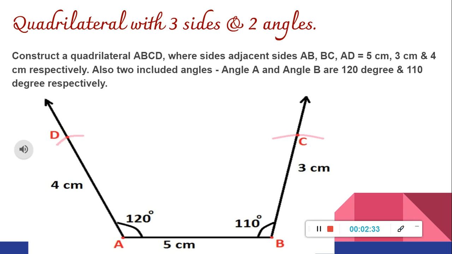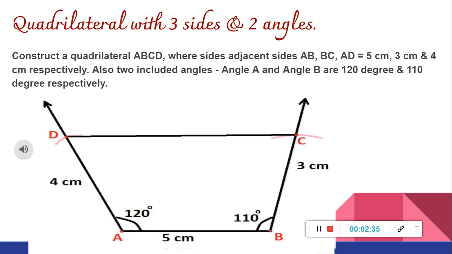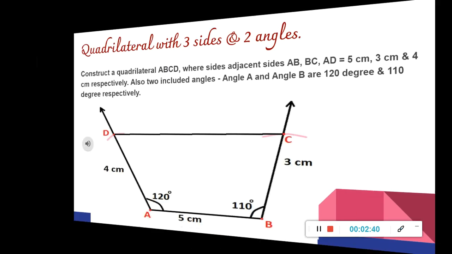Now we can join C and D. So now we got the required quadrilateral ABCD.